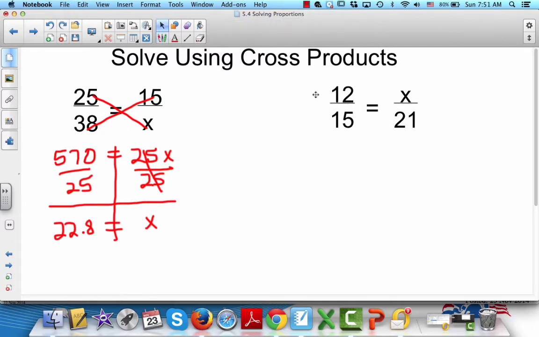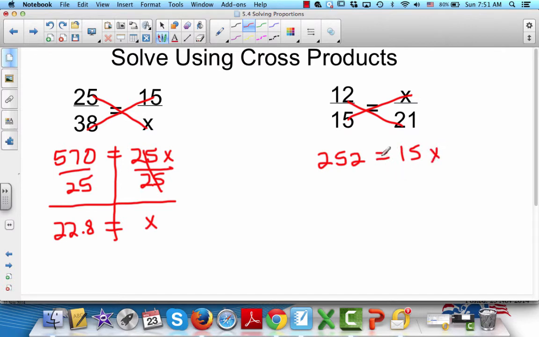Okay, let's do this one. 12 times 21 gives us 252 equals 15 times x. Okay, so we just did cross products. We did 12 times 21, 15 times x. Now we solve a problem just like we normally do. We divide by 15 on both sides. And that gives us x equals, let's see, 16.8.